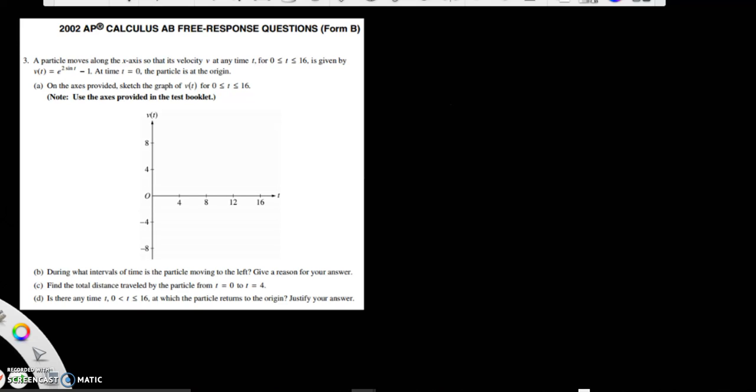On the axis provided, sketch the graph of v(t) for 0 ≤ t ≤ 16. Okay, so we have to graph it over here. I just use my TI-89, and it looks like it hits a max at around 2, and it's about 7.8. So it almost goes all the way up here.